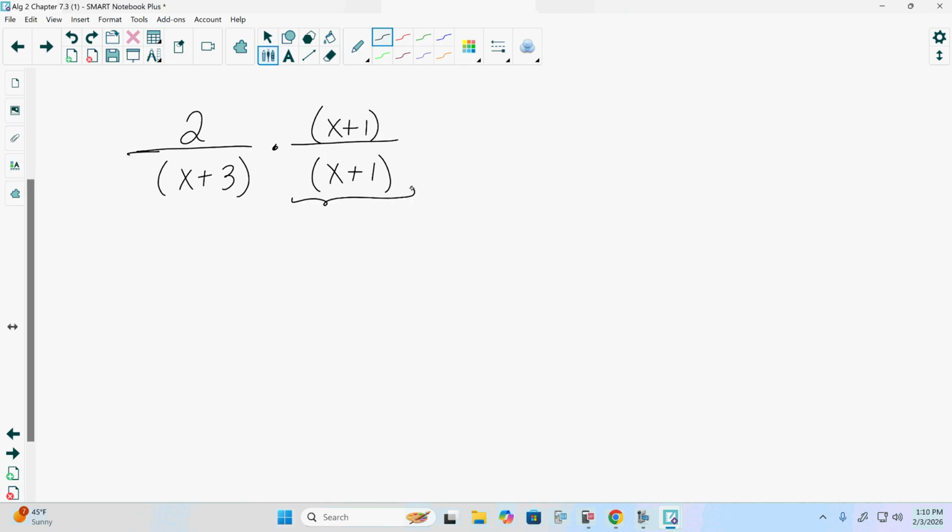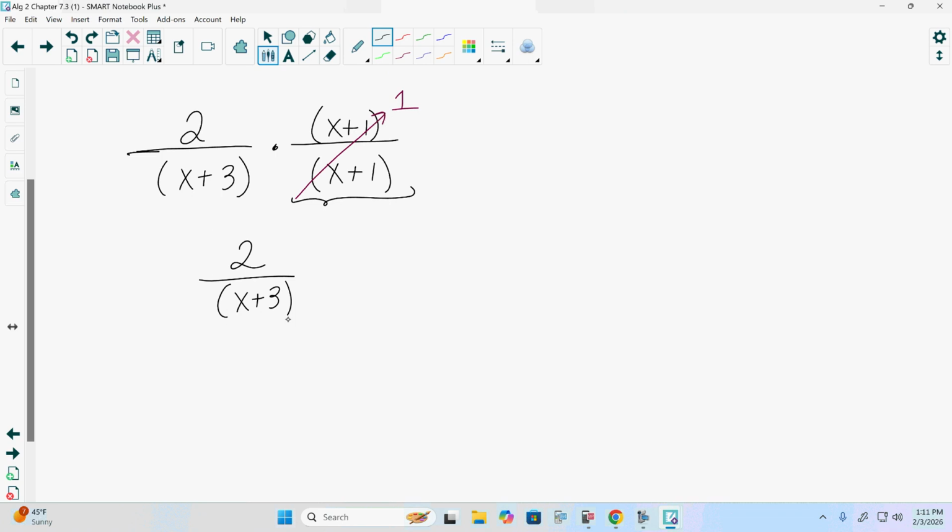Here, we have x plus 1 over x plus 1. Anything divided by itself is 1. So this whole expression is going to reduce to 1, yes? Which tells me I have 2 over x plus 3 times 1, which is just going to be 2 over x plus 3. It simplifies out. They cancel out. They reduce to 1. We're just left with the 2 over x plus 3.